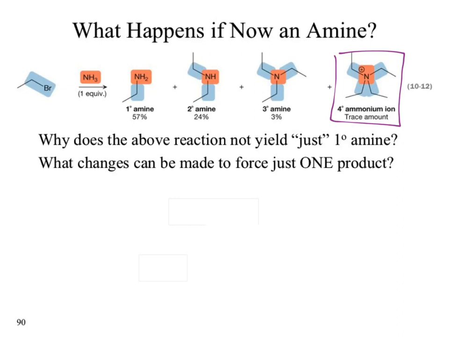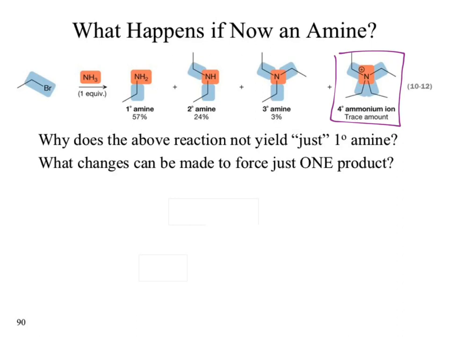If you do NH3 in excess, you now have tons of ammonia. That's going to react out the halide. You aren't going to end up with just the quaternary. But what if you flip it on its head, and instead of doing the NH3, you do the ethyl bromide? You do the bromide in excess.